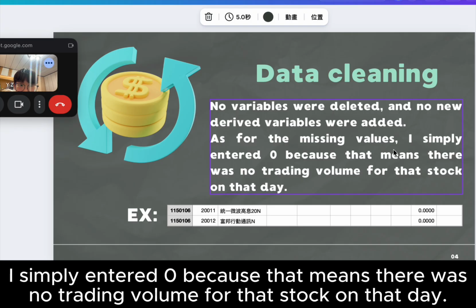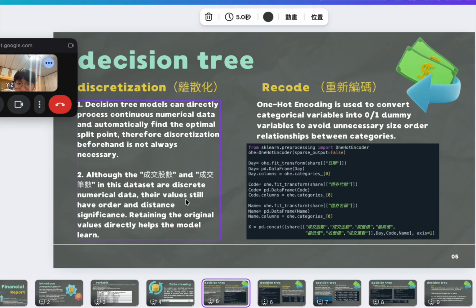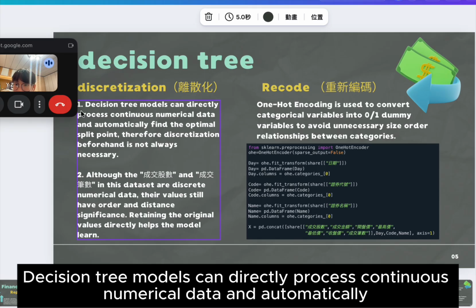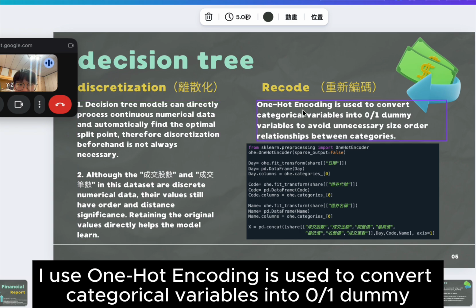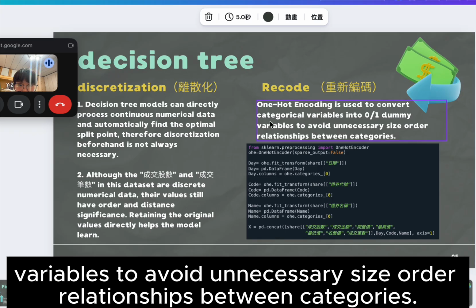As for the missing values, I simply filled them with 0 because that means there was no trading value for that stock on that day. Discretization can declare price, and there is no more data, so description behind is not always necessary. And I use one-hot encoder to convert categorical variables into 0 and 1 dummy values to avoid the analysis size of the relationship between categories.